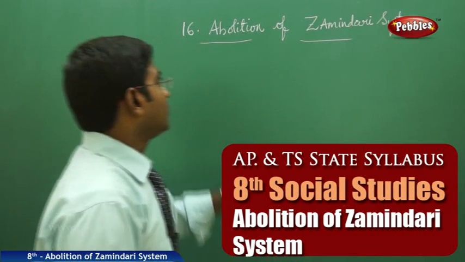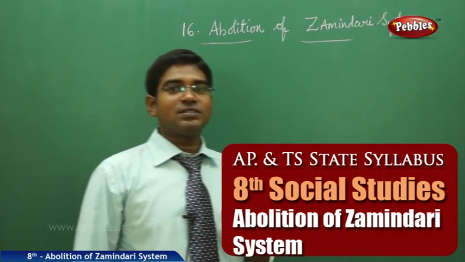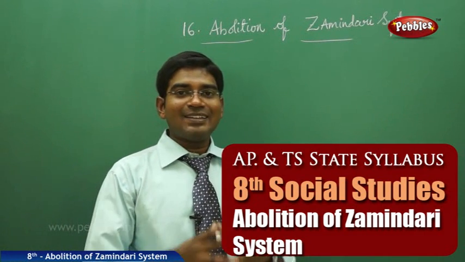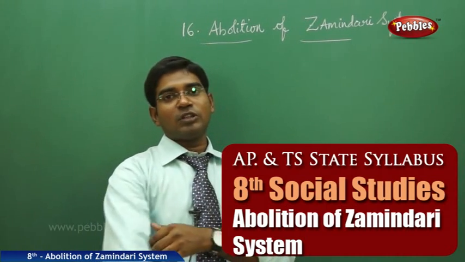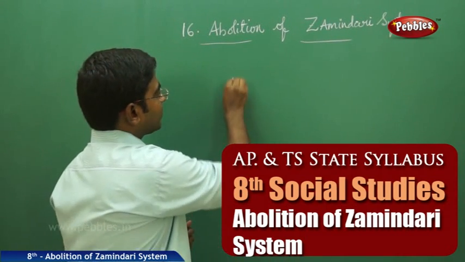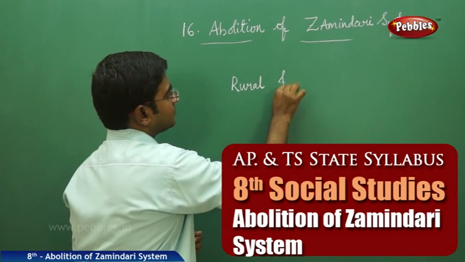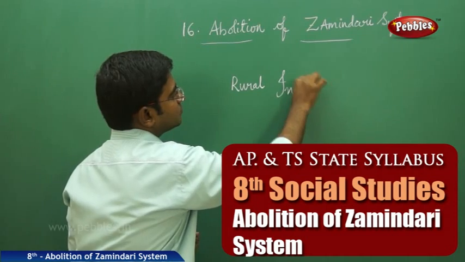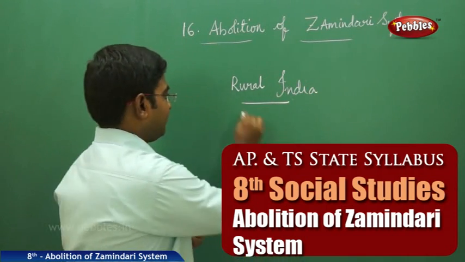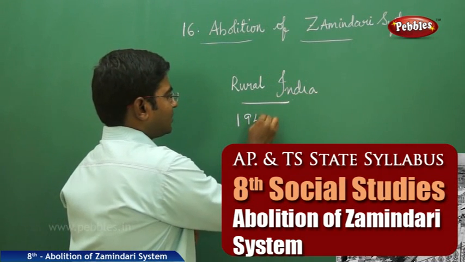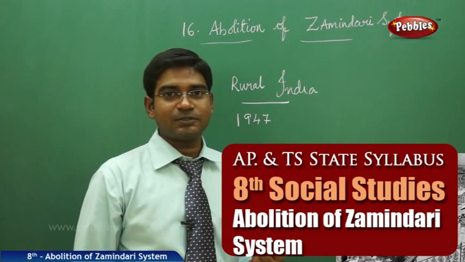So today's topic, what we are going to discuss, is the abolition of the Zamindari system. How was the system earlier? See, at the time of independence, let us study about rural India. As soon as we got independence in 1947, how was the real phase of the Indian families or the farmers?